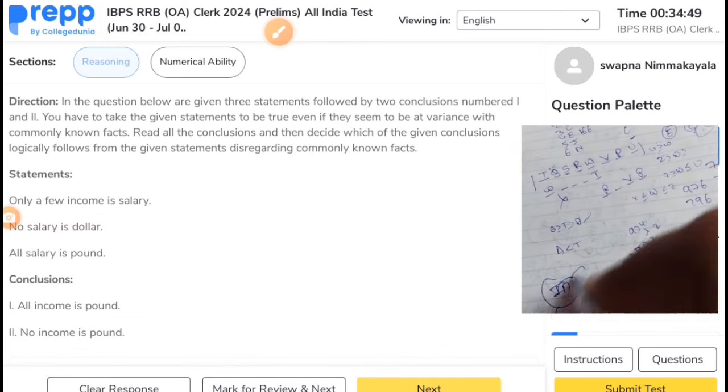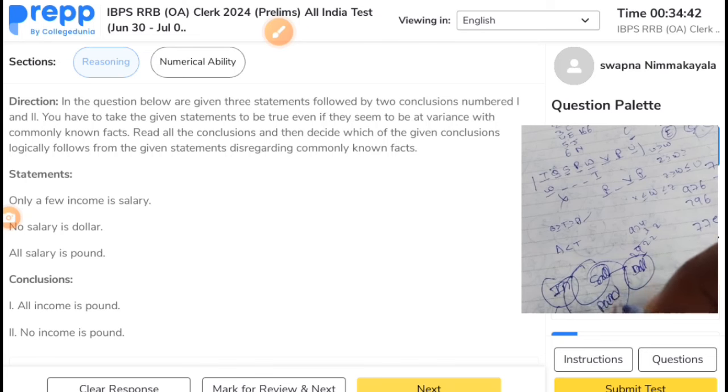Only few income, salary, no salary, all salary, pound. All income is pound.